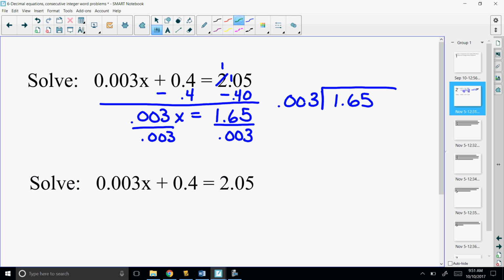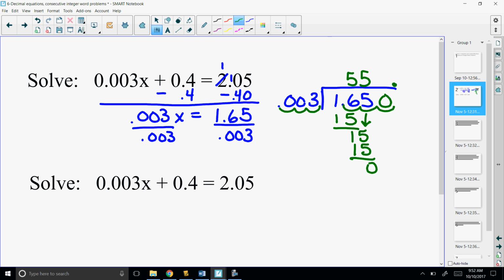And how do you divide decimals? You move your decimal point over so that the divisor that you are working with happens to be a whole number. So I move it over 3 places, and I move it over 3 places in the dividend. Move it straight up. And then 3 goes into 16, 5 times, which is 15. I have 1 left over, bring down the 5. 3 goes into 15 5 times, and I get 15.